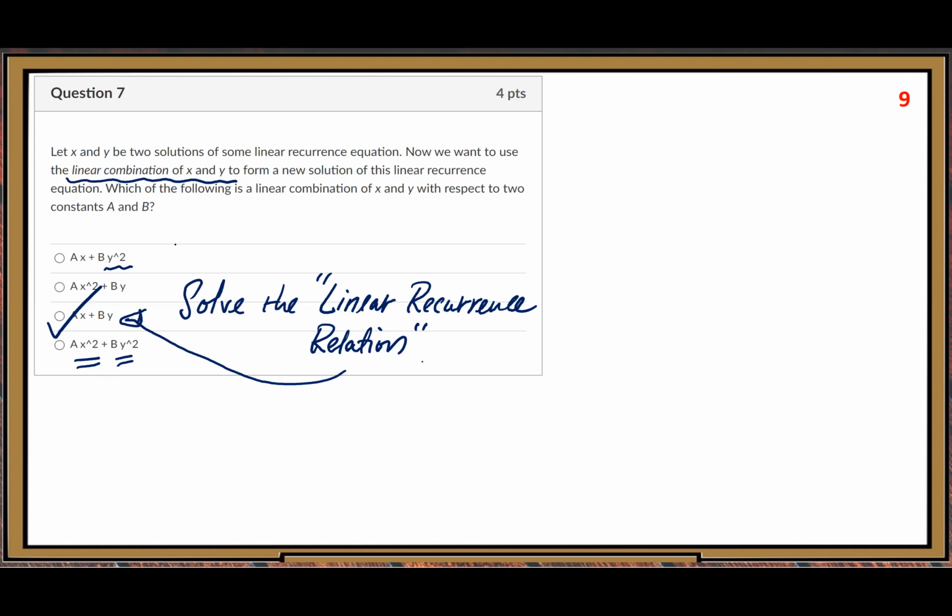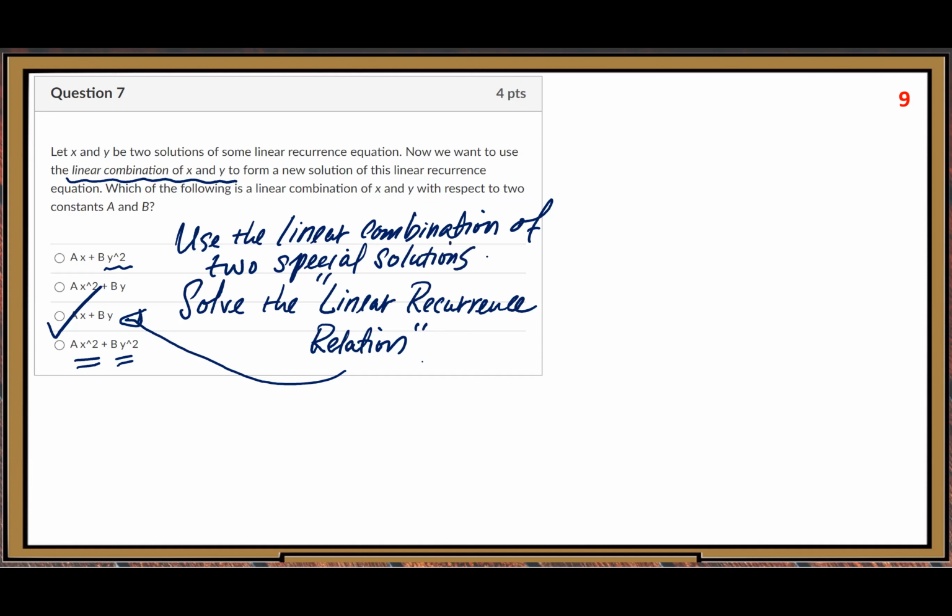So what we actually use is the linear combination of two special solutions to form the general solution. That's the background of this question.